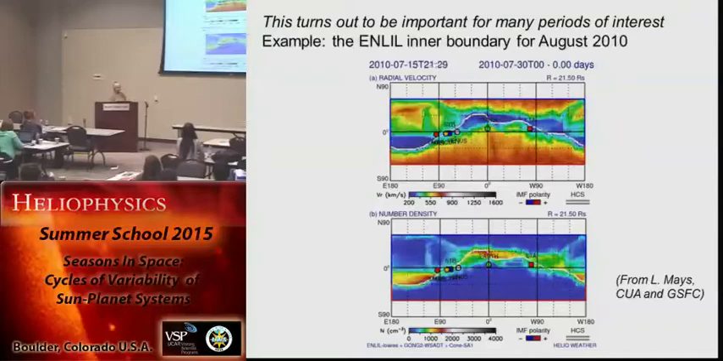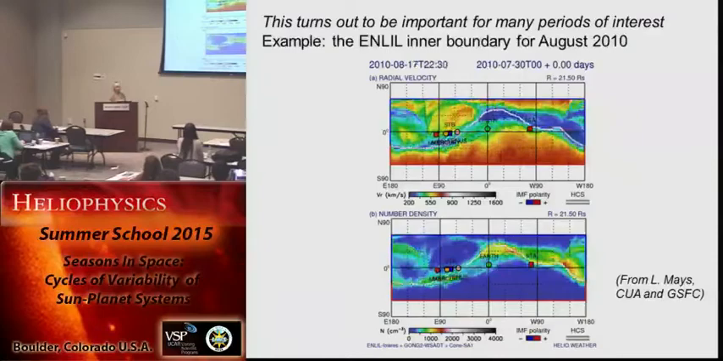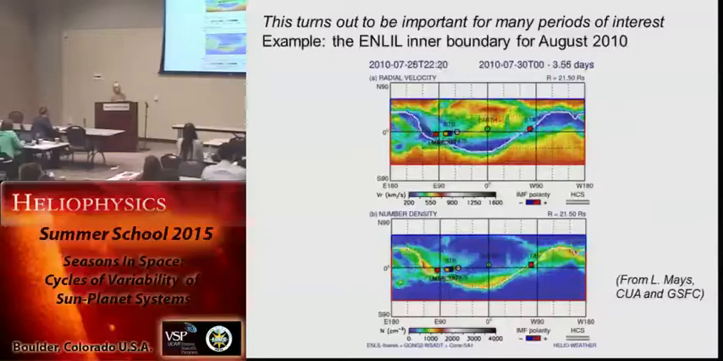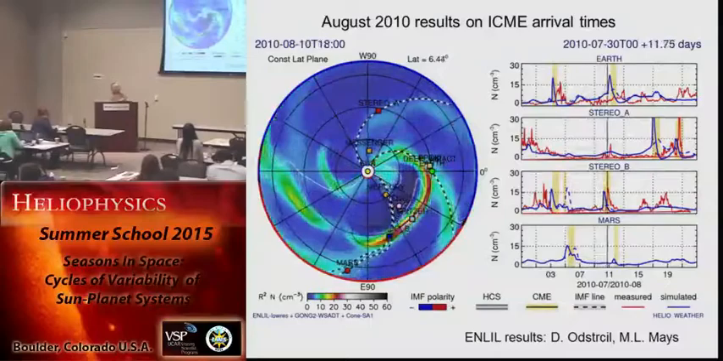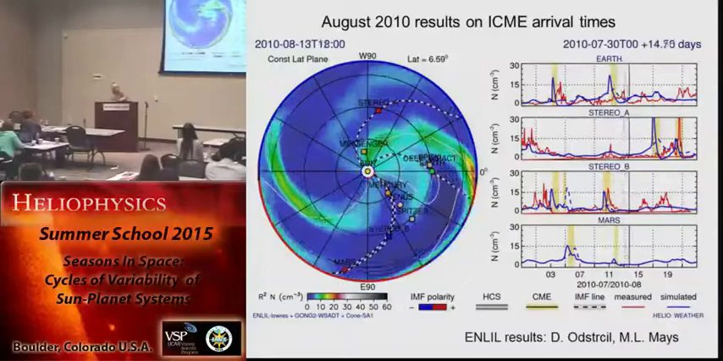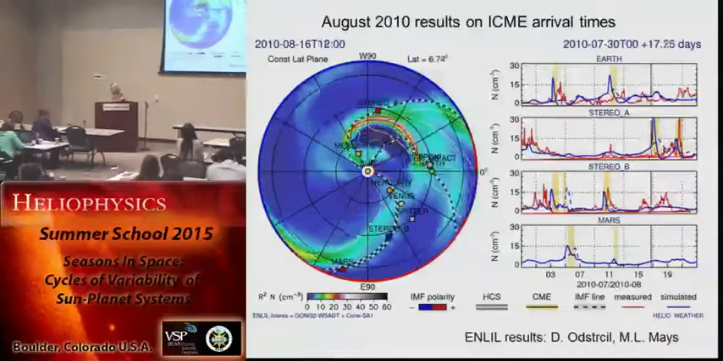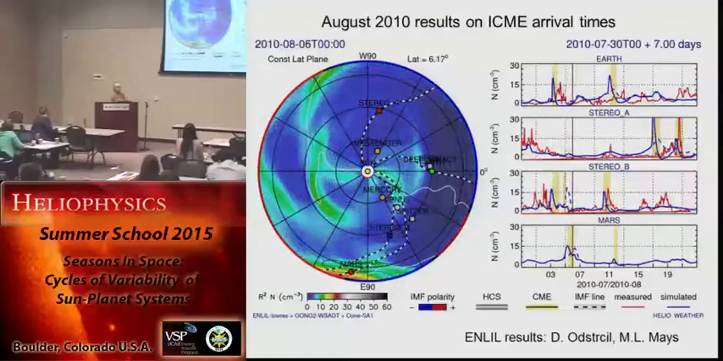For example, here's a period in August 2010 where we had one there, and there was another one. This is quite common now, at solar maximum, you have a series of events that are piling up on one another in pretty rapid succession that you have to track and take into account. So here's some NLIL results in the blue line compared to data. These are densities at STEREO locations and Earth for the August 2010 period of multiple CME injections. The CME arrivals are shown with the yellow bars at the various spacecraft. And you can see how well NLIL did in marking the arrival time of those bursts. So that's just saying that NLIL is making progress.